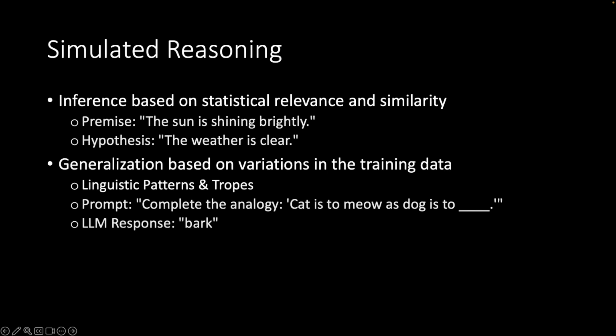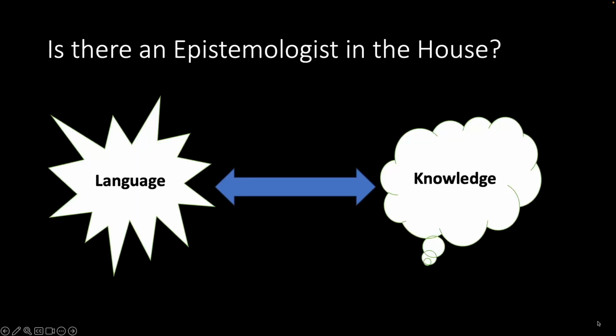LLMs also have some demonstrated capabilities that look like reason. It can infer responses to requests based on other common requests in the training data. It can generalize based on linguistic patterns and tropes in the training data as well. There is likely to be a strong correlation between text describing the sun shining and text describing clear weather, so the LLM will consider these phrases close together in its model and they'll be included in the response context. It can complete the analogy shown for a similar reason. Text describing dogs and cats and text describing the sounds that animals make will be closer together in the model.